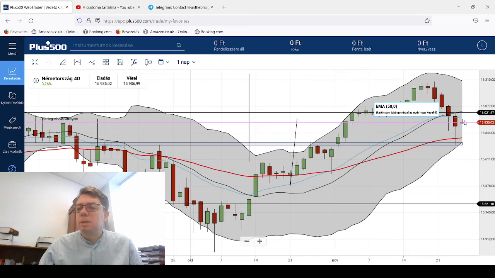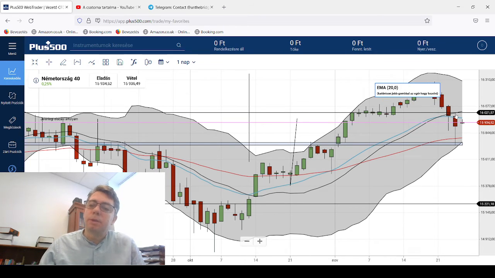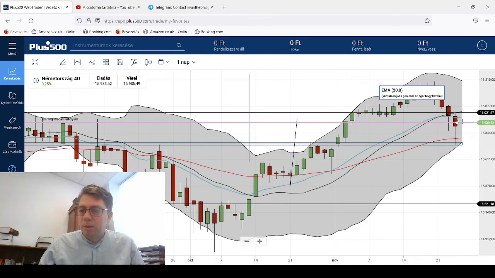But right now we need to break above the 20-day EMA. If we do break above there and have a daily close, body close above there, that's very bullish, and it's time to go long on the German index.